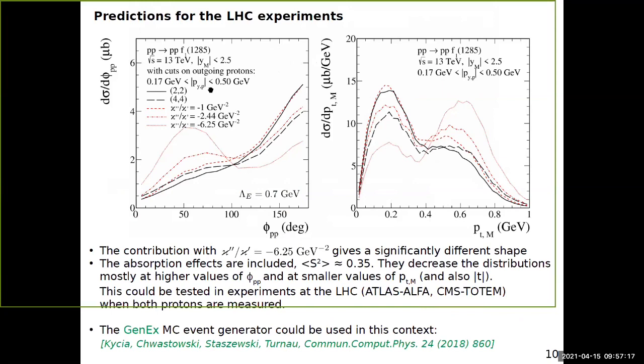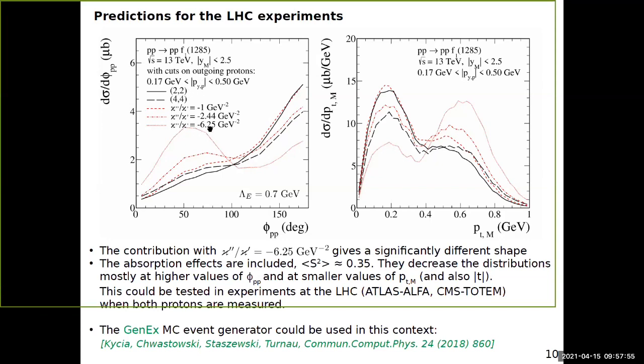Okay, to give further constraints on the model of Pomeron-Pomeron F1 couplings, a comparison with high energy data would be very valuable. Because subleading Reggeon exchanges should be negligible at the LHC, at least for the mid-rapidity region. So here we show our predictions for the LHC ATLAS-ALFA experiment with cuts on the rapidity of the F1 meson, at 13 TeV, and for cuts on momentum components of the leading protons.